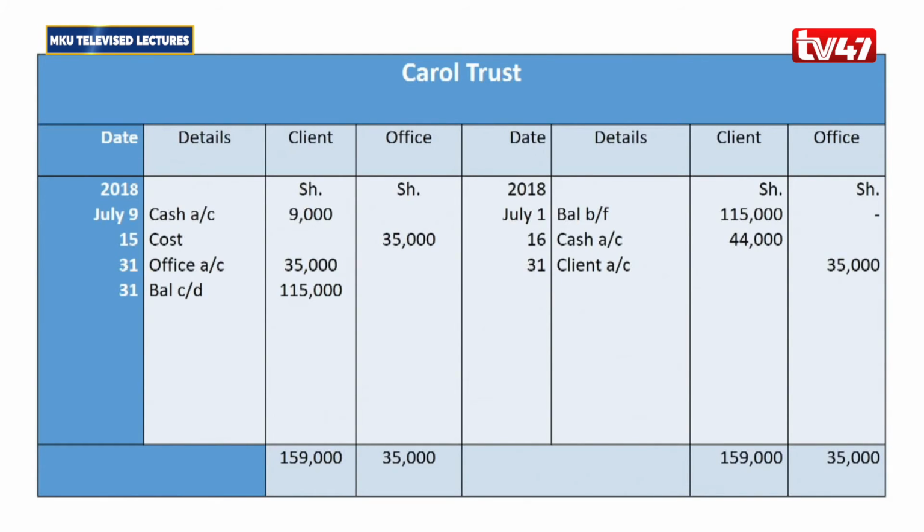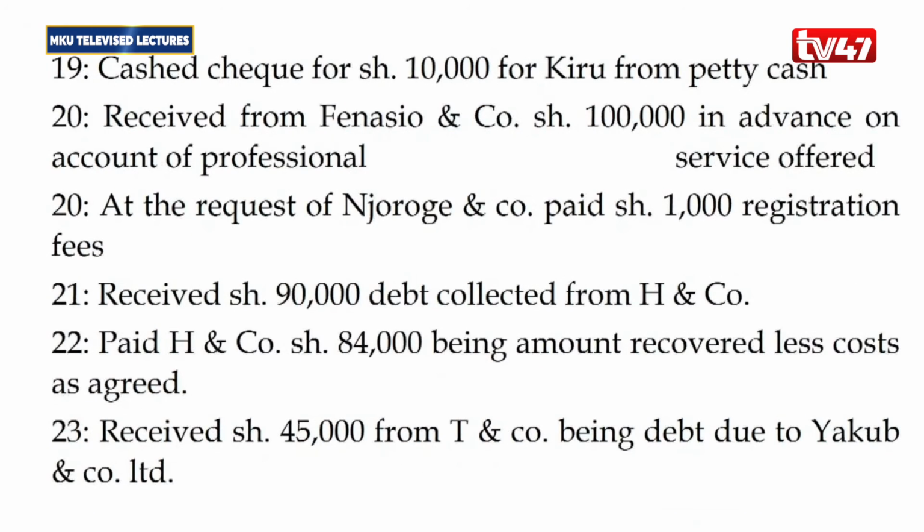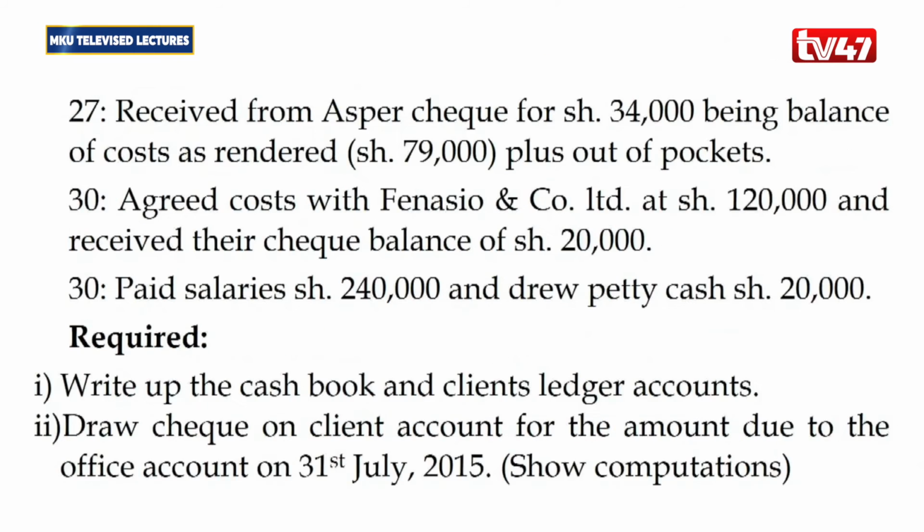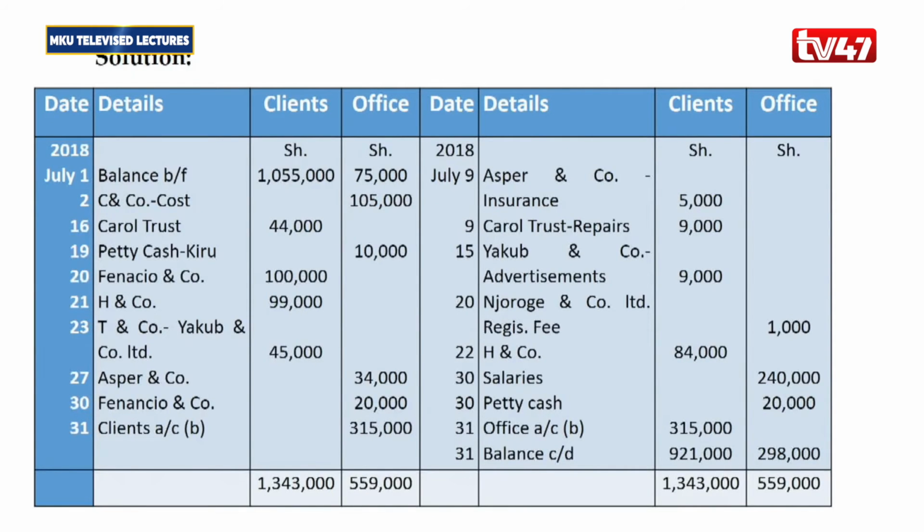That is the cash of 35,000. Let me just go back a little bit so that we capture it correctly. Received from Jedida 44,000. Yes, it was the 44,000 that we are receiving from Jedida, from Carol Trust. That is the figure we have there.